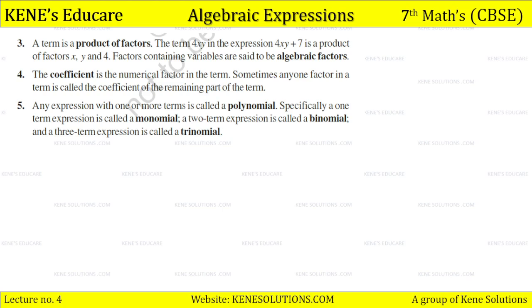Any expression with one or more terms is called a polynomial. Especially if only a single term is there, we call it a monomial. If a two-term expression is there, we call it a binomial, and a three-term expression is called a trinomial.